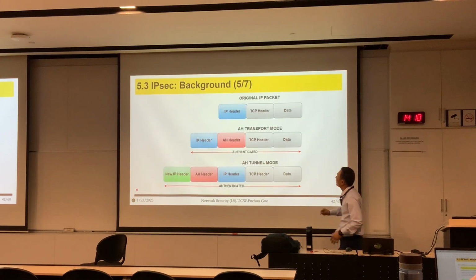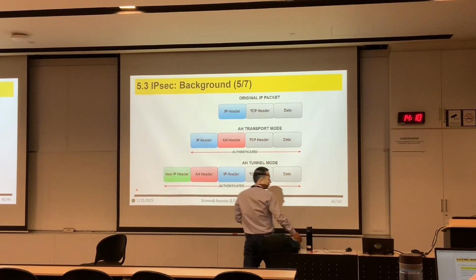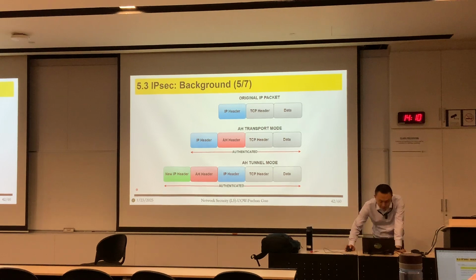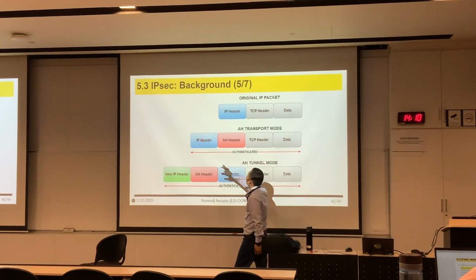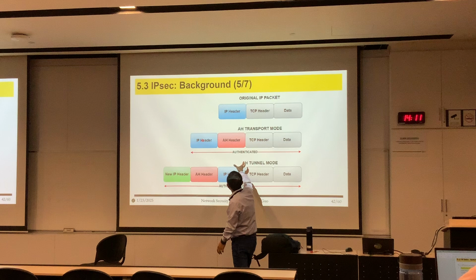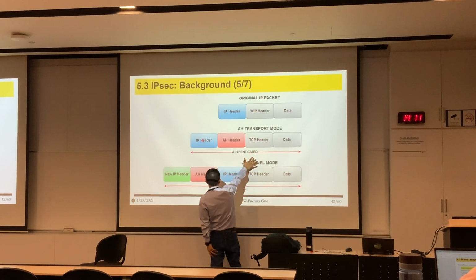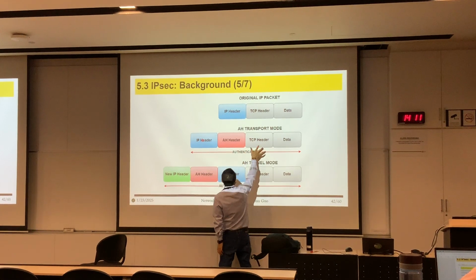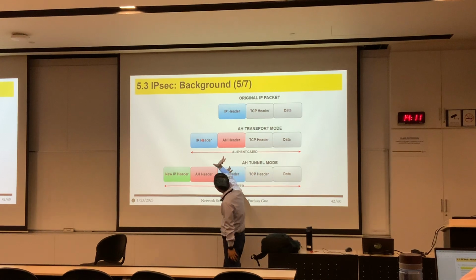For example, this is the first one. The top one is the original packet. And for transport mode, we don't need to change the IP header. But after running this kind of IPsec protocol, we need to add some new header, right? And that new header will be inserted between the IP header and the payload.